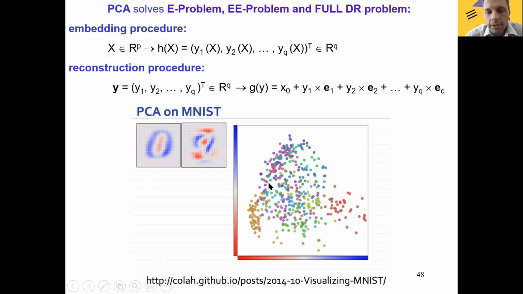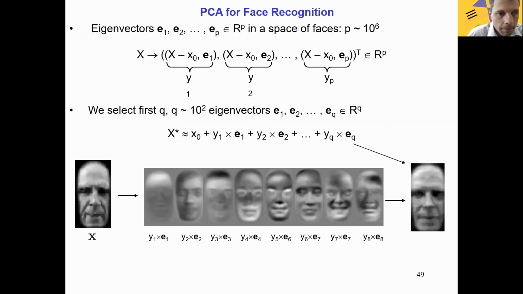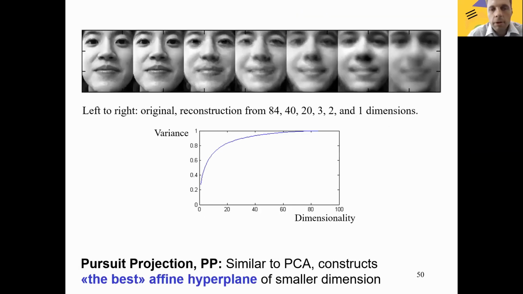And in practice, we would like to have all points with different colors located in different parts of this two-dimensional plane, so that in these new coordinates it is easier to classify points corresponding to different classes. But as you see, using principal components, it's not possible. Okay, I think I'll skip this example with principal components and faces.